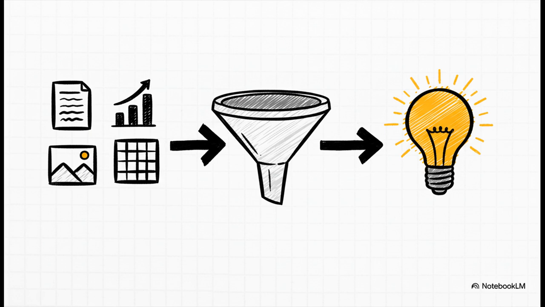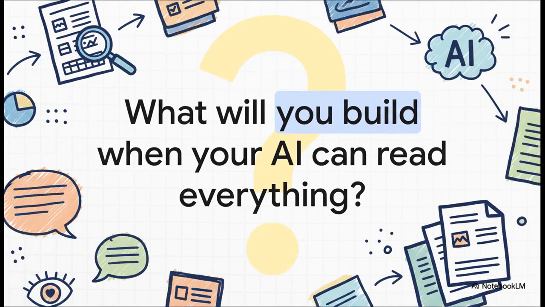You know the old saying, garbage in, garbage out? Well, the reverse is even more powerful. Quality, contextual data in means brilliant insights out. And that really brings us to our final thought. For all of you builders watching, the real question isn't just what can be done with this technology, but what will you do with it? When your applications are no longer stuck with just plain text, what new problems are you going to solve? What incredible new experiences are you going to create? The tools are here. The rest is up to you.